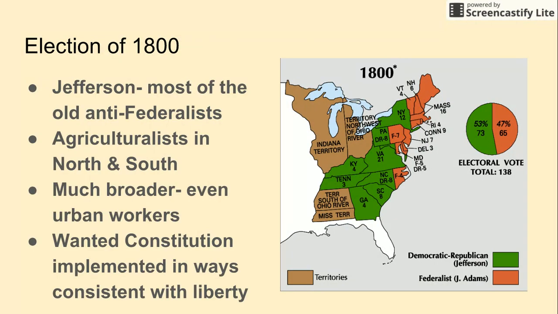Jefferson has most of all the old anti-federalists. So all the people that were sort of leery of the Constitution, Jefferson gets most of them. He gets the agriculturalists, the farming community, if you will, in both the North, right? Look at New York, for example, and the South. But Jefferson's appeal was much broader. He even had urban workers on his side.